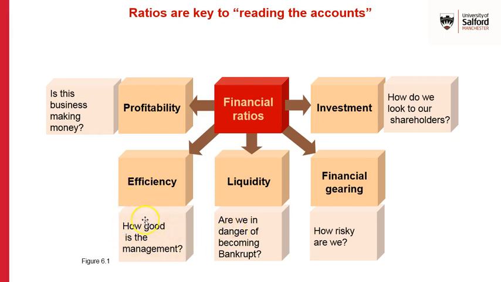Efficiency is kind of judgment of management. Now there are going to be many other factors coming into these judgments, but the numbers, the accounting numbers, is a critical contribution. There's no doubt about that. And then finally, profitability. Just is the company making money? If so, how much?